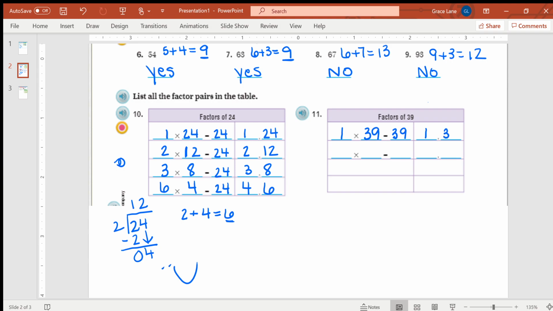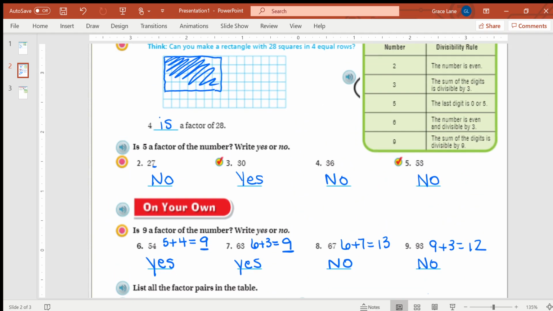So the first factor pair is 1 and 39. And then if you're feeling pretty confident about this, why don't you pause here and see if you can figure out there's only one more factor pair for 39. And then when you're done, check back in and see if you found it. If not, that's okay. Try to think of some basic facts that could equal 39. If you can't think of any, that's okay.